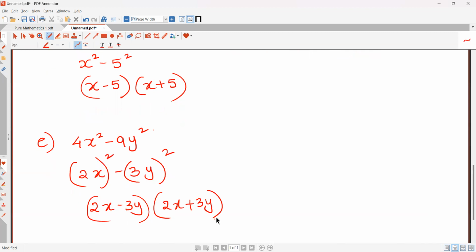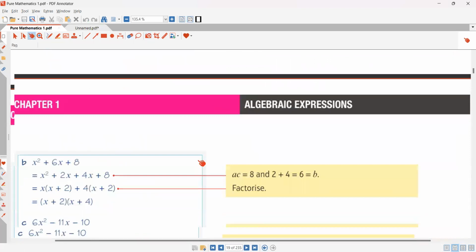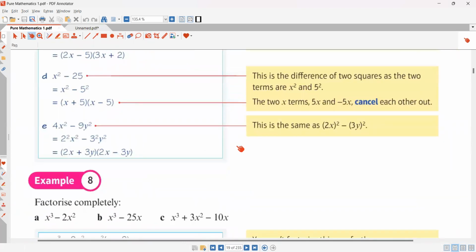Clear, everyone? You understood the whole thing? Now, I will give you guys some sums to practice on your own. I'm pretty sure there are practice sums after this. Oh no, I have got example 8 also. Okay, you know what? I will be doing example 8 also then.